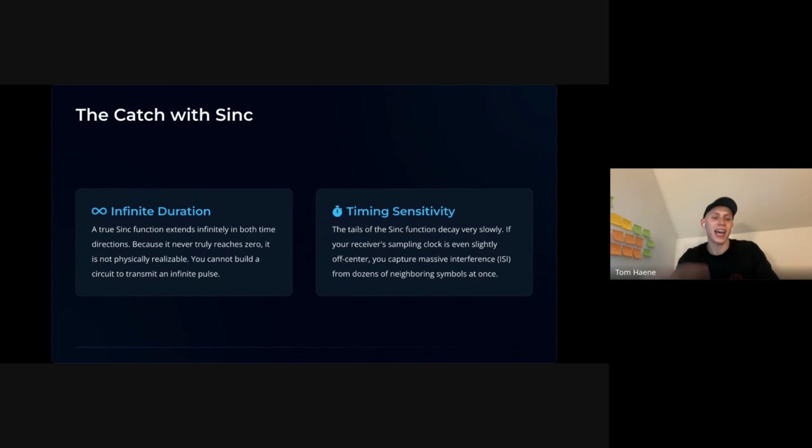So what's the catch here? There is a catch with the sinc pulse, and it's actually that we don't use sinc pulses. We use other types of Nyquist pulses. Sinc pulses we don't like, and actually it's impossible to use them. The reason is quite simple: infinite time duration.